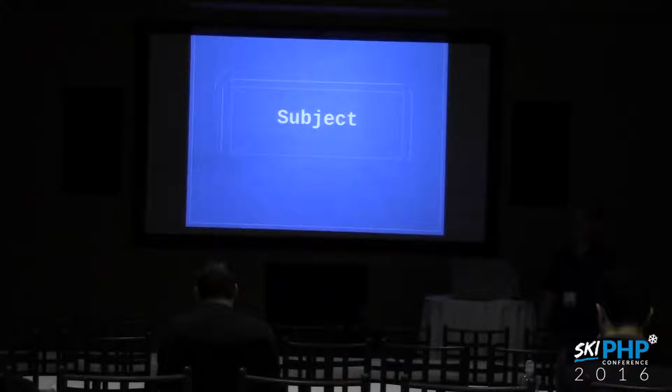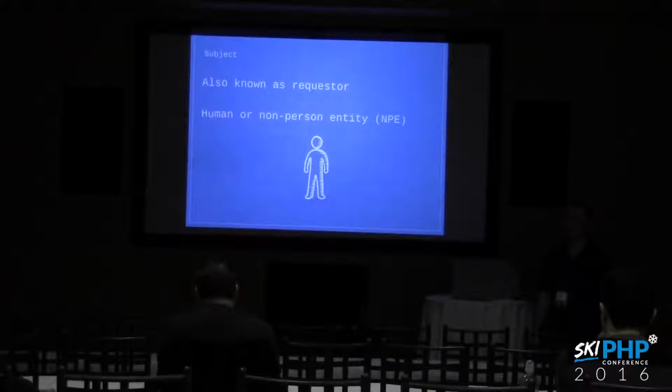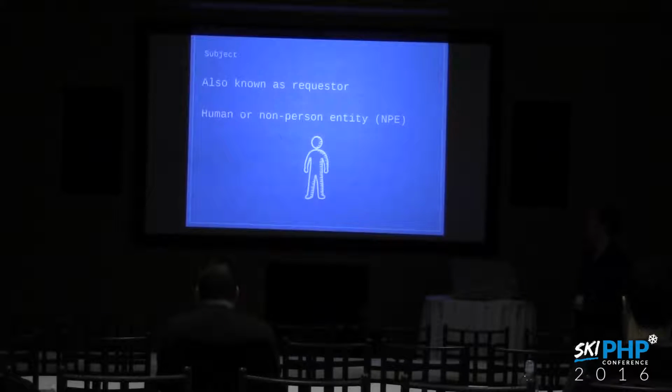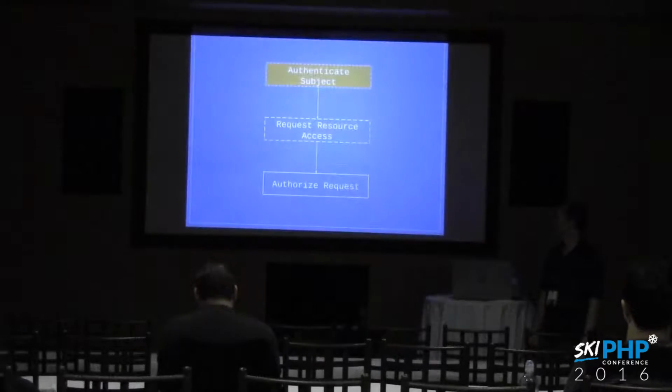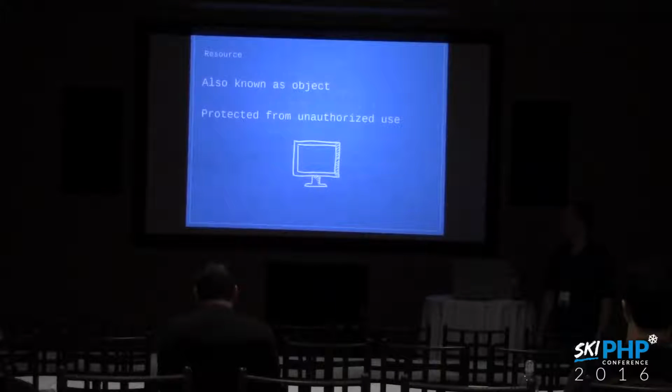The subject, when we're talking about the subject, is often a person, or it could be a non-person entity. Maybe it's a cron job running, or a service bus of some sort, or an automated system running. It's whoever's going to make that request to the resource. The next step in that data flow is requesting that resource. The resource, also known as an object, is anything that's protected from unauthorized use.